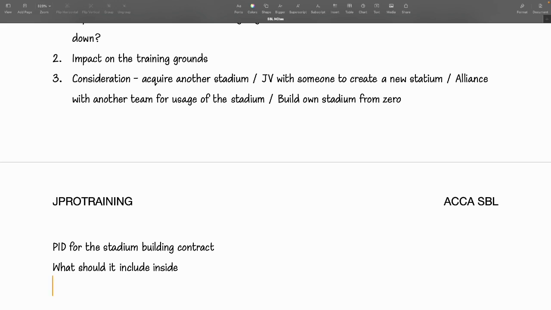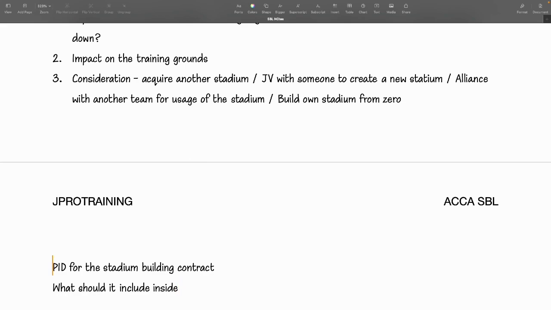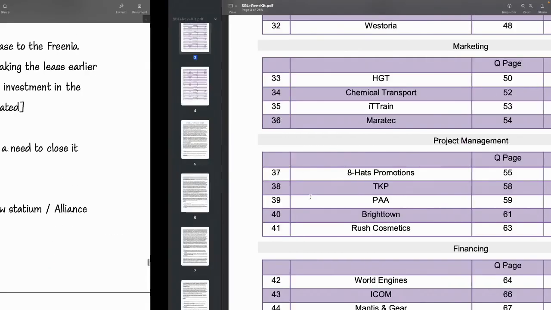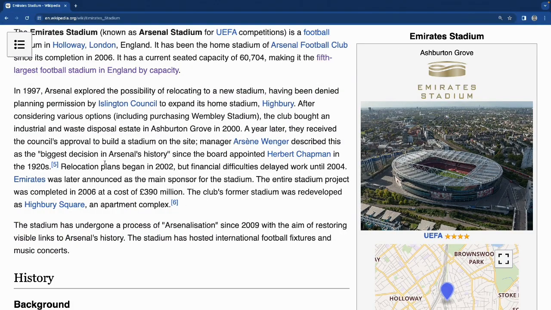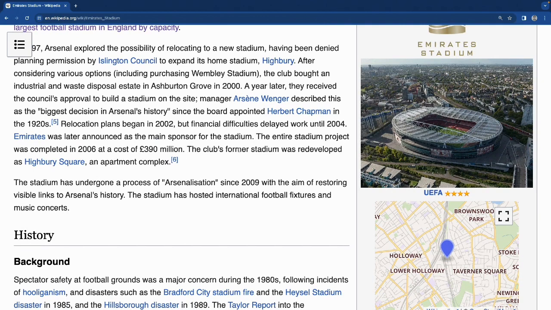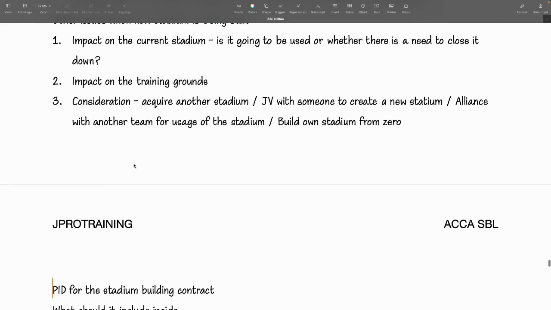So those are things you have to consider for this case. And this is why we just jumped a little bit into the stadium histories and issues with the stadium. Remember, a lot of them, when they build a stadium, have financial problems in terms of cash flow. That's why I asked you to look at the CCK study, because it has financial cash flow issues. The club was redeveloped. Notice that the club's former stadium was redeveloped as the Highbury Square apartment complex. So if you do sell, if you do this, do create one, remember.